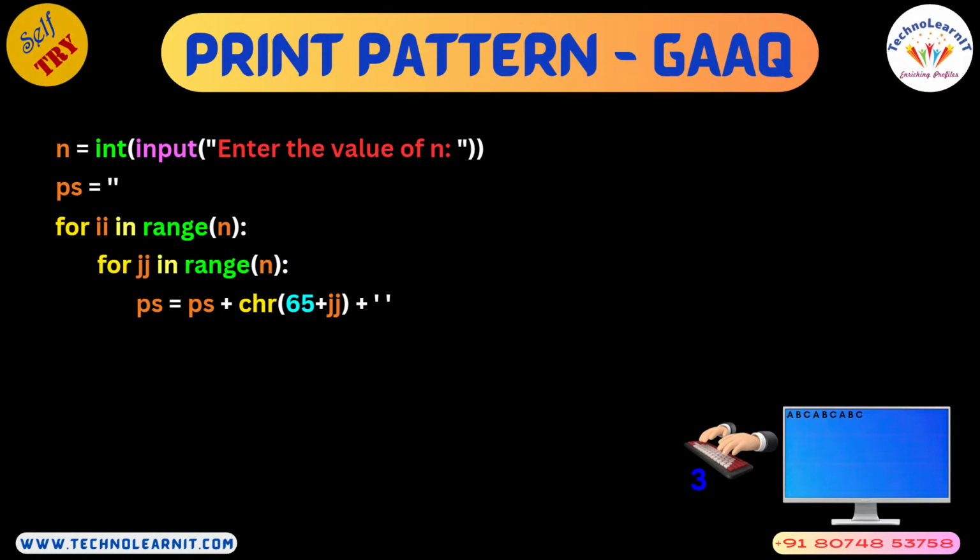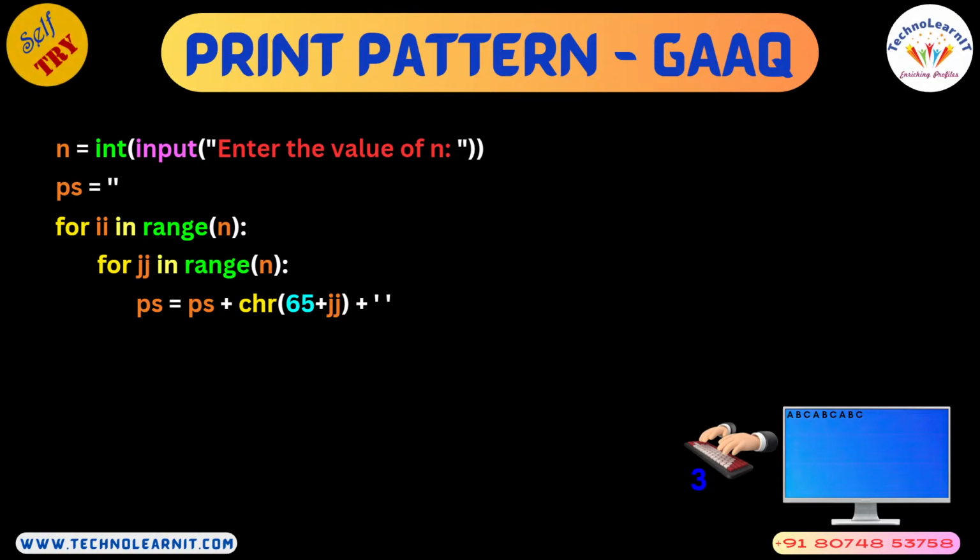So 65 plus 3 is 68. Sorry, J becomes 2. 65 plus 2 is 67, and 67 refers to capital C. So already your print string has A space, B space. Now you're adding C to that, and then a space. Make sense?